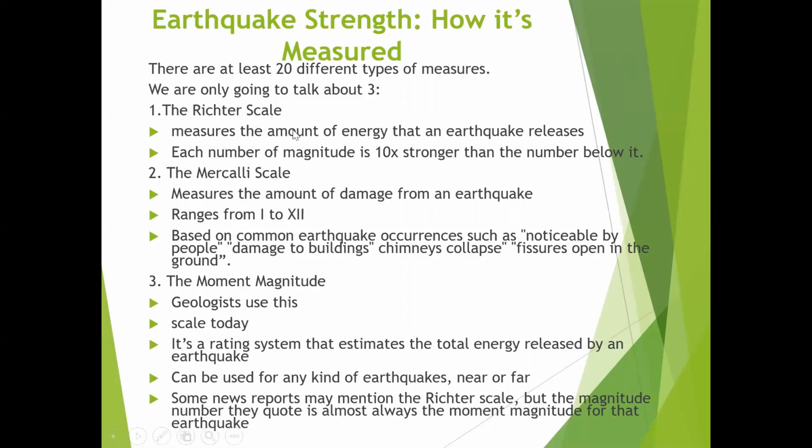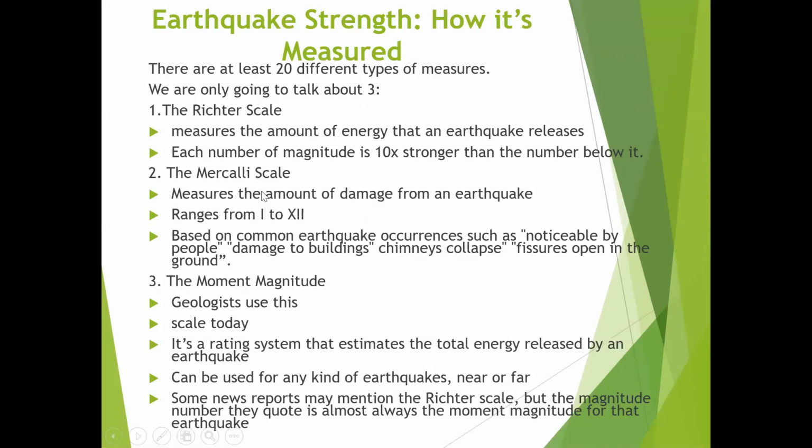So the Richter scale is going to measure the amount of energy that an earthquake releases. So each number is going to be 10 times stronger than the number below it. So a lot of times you'll hear, it was 4.5 on the Richter scale. So if something is 5.5 on the Richter scale, then it's 10 times stronger than an earthquake that's 4.5.